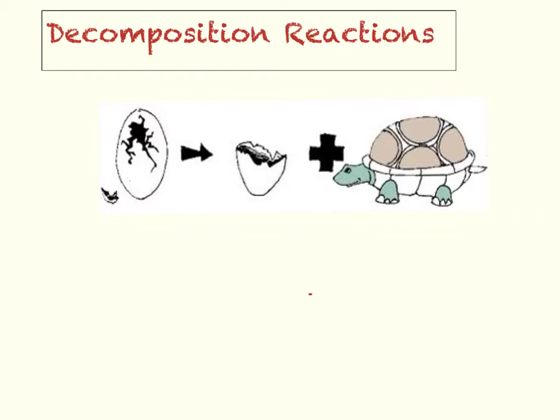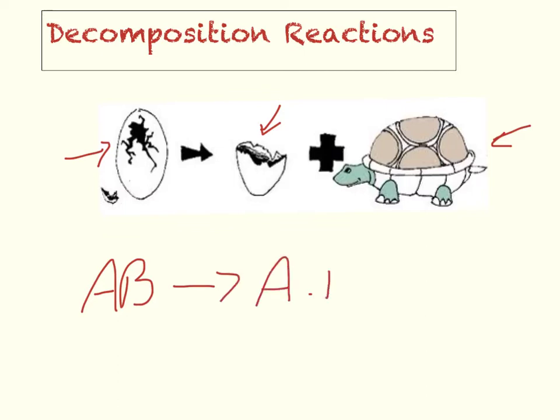So now we'll talk about this second type of chemical reaction called decomposition reactions. And we have this cute little graphic here just to show something breaking down and producing two new products. So we start with this egg and it's cracking up and it produces this cute little baby turtle and some cracked eggshell. So just like in chemical reactions, we start with something big and complex like an ionic compound, let's say, and it breaks down into its parts.